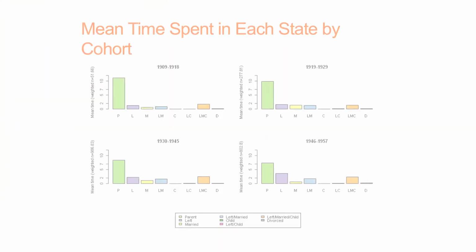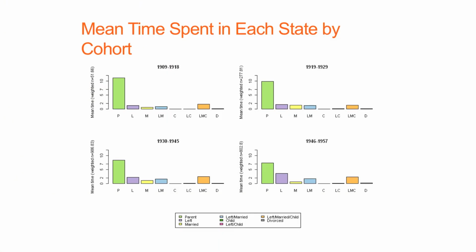We can also look at the mean time spent in each state. And I ran this by age cohort again. We can see the number of years on average in the sample, or the cohort, that were spent in each of the 8 states. So we noticed that for the group from 1908 to 1918, they spent on average about 11 years with parents, and that decreased to the youngest group that spent about 7 years on average with their parents.